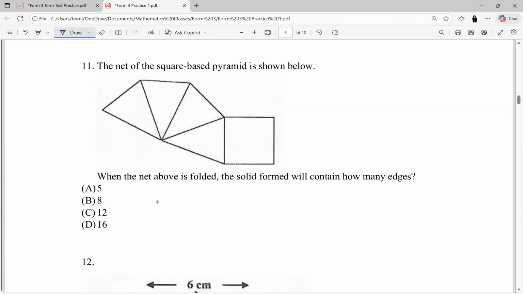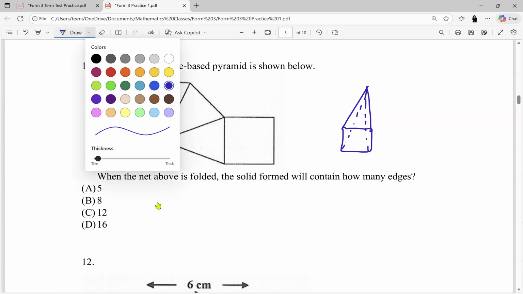Because a square-based pyramid would look something like, oh wait, what am I drawing? I was going to draw a cube. So if you have the square base, then a square-based pyramid would look something like this. Yeah, like that. So you'll have the four edges at the bottom.